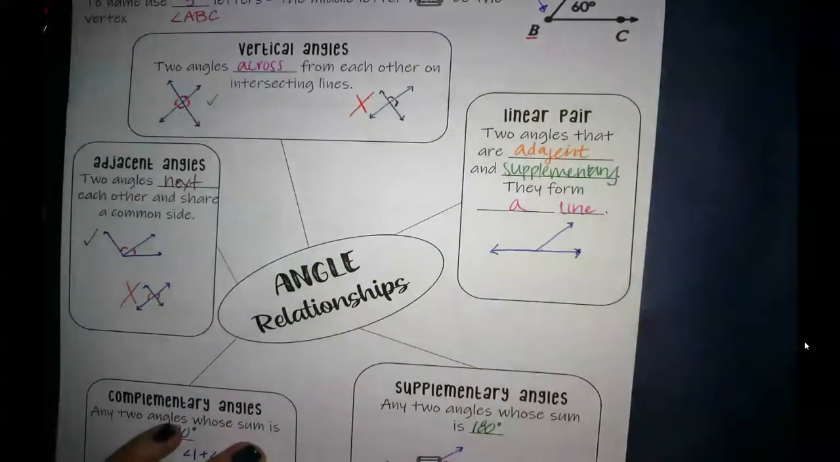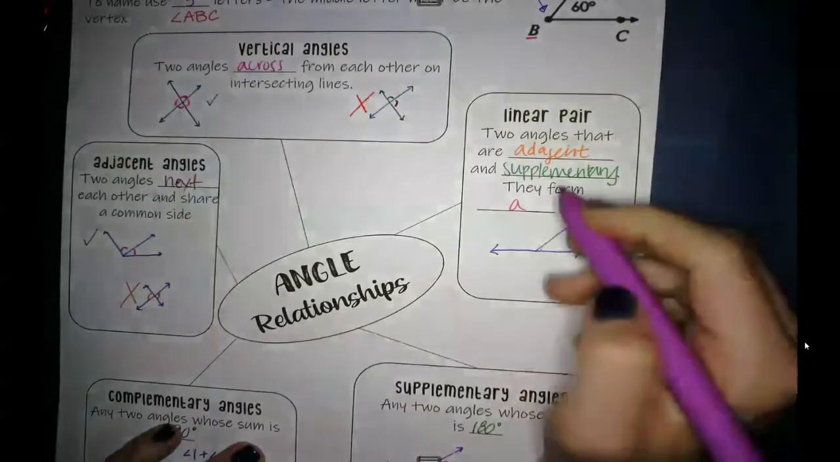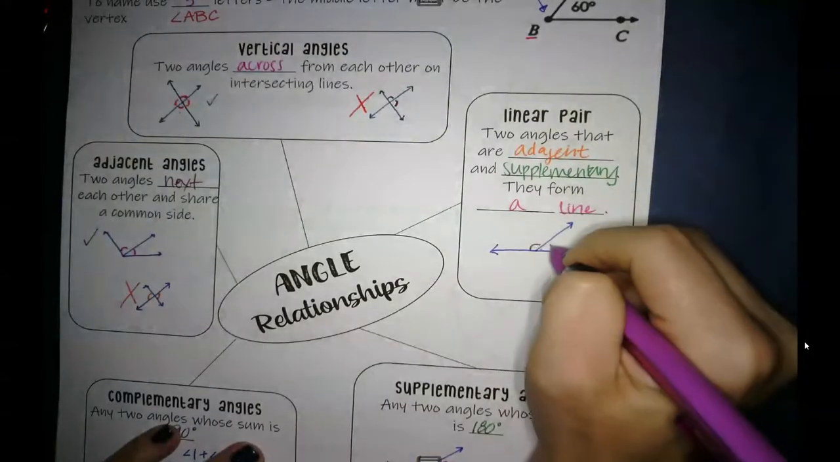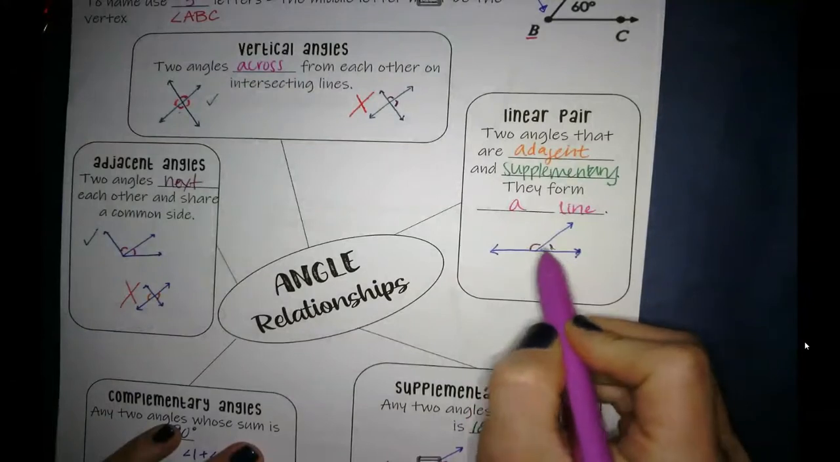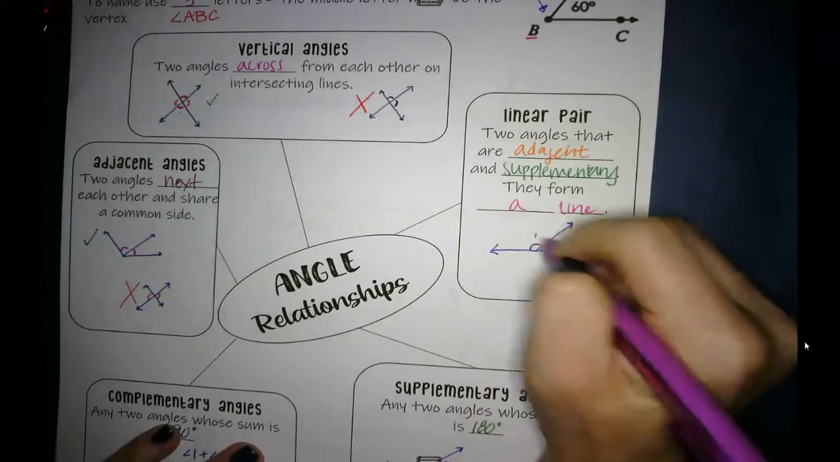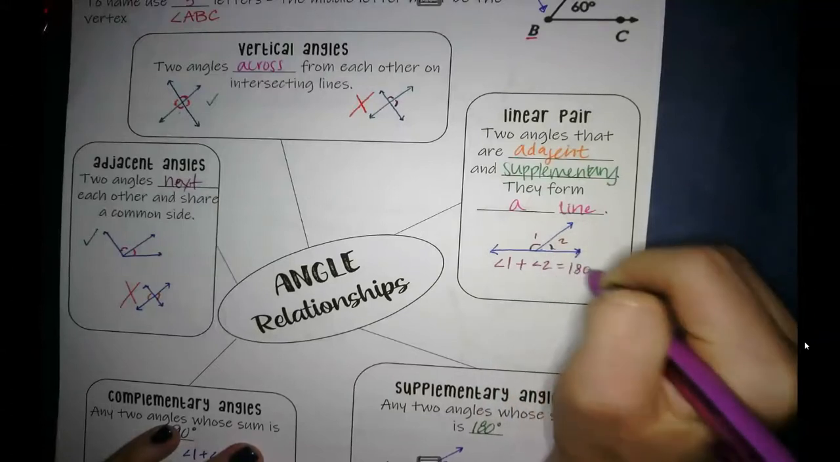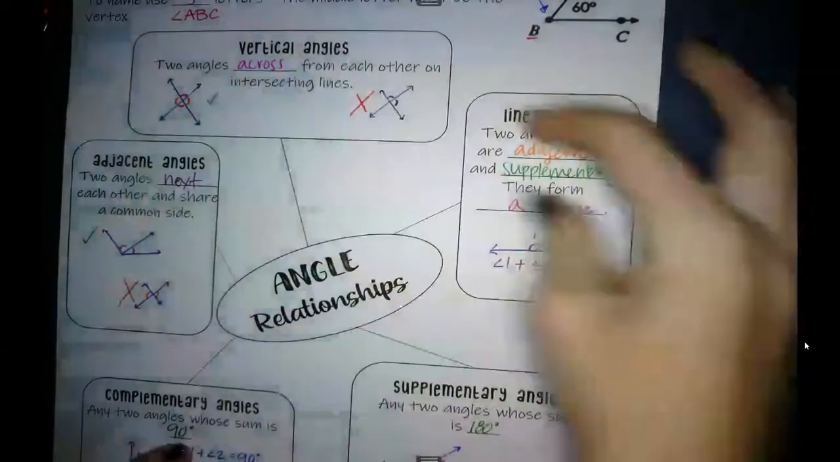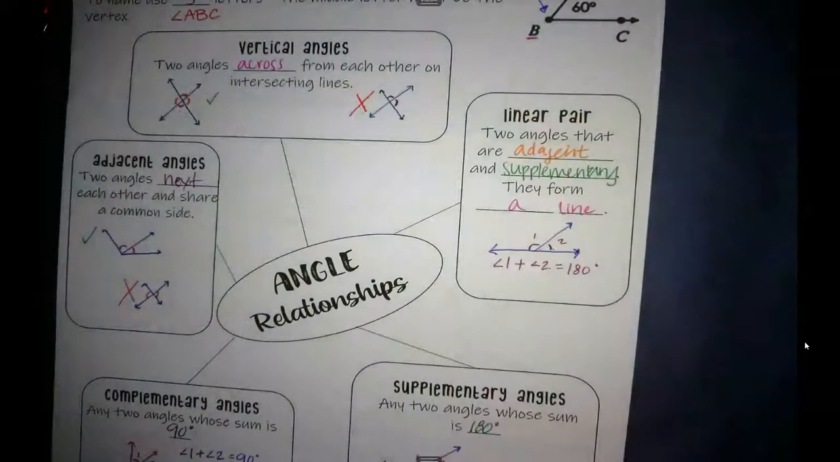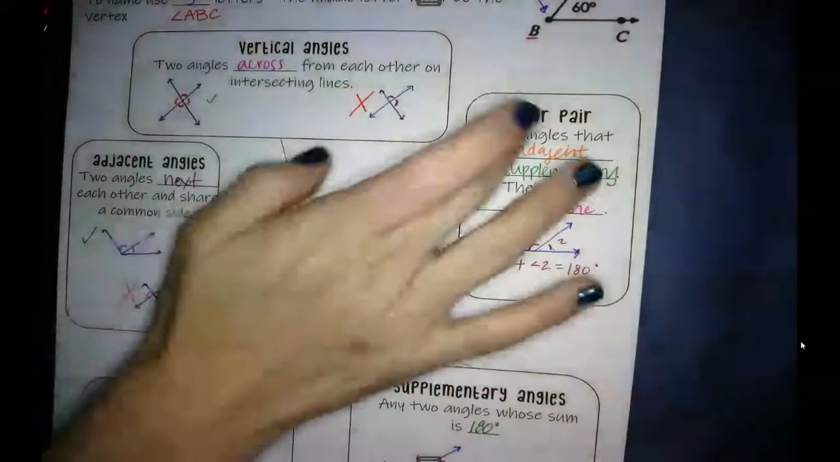So we've got an angle here and an angle here. We would agree that those two are next to each other. And whenever I add angle 1 plus angle 2, they've got to add up to 180. Both of those characteristics have to be true for them to be a linear pair.